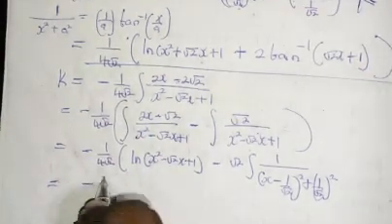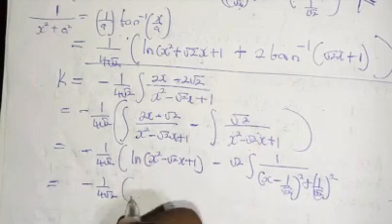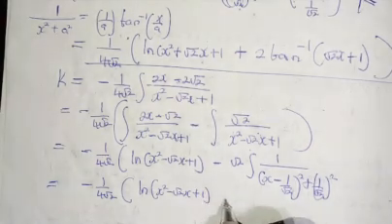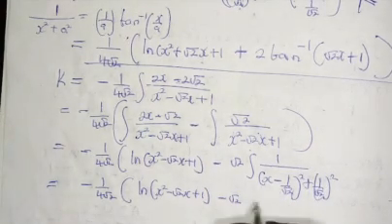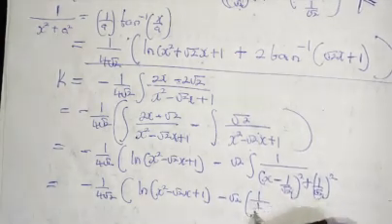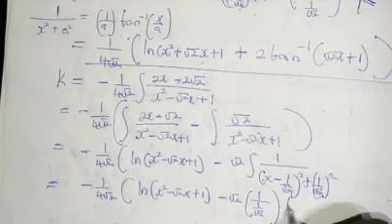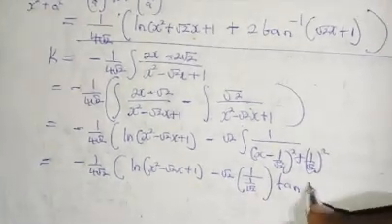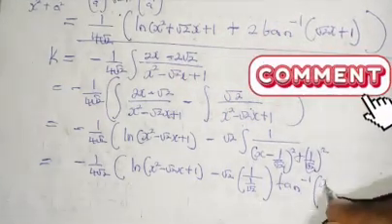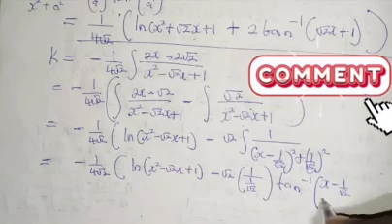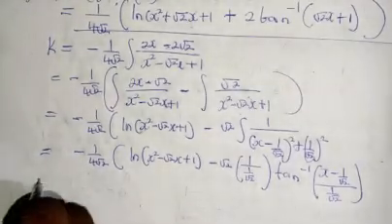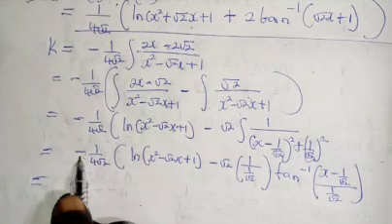So we'll be using the property here, don't forget. We have minus 1 over 4 root 2 into bracket, the natural log of x squared minus root 2x plus 1. And here we have minus root 2, so we are going to have 1 over 1 over root 2, tan inverse of x minus 1 over root 2 all divided by 1 over root 2. Don't forget we have to open this bracket.